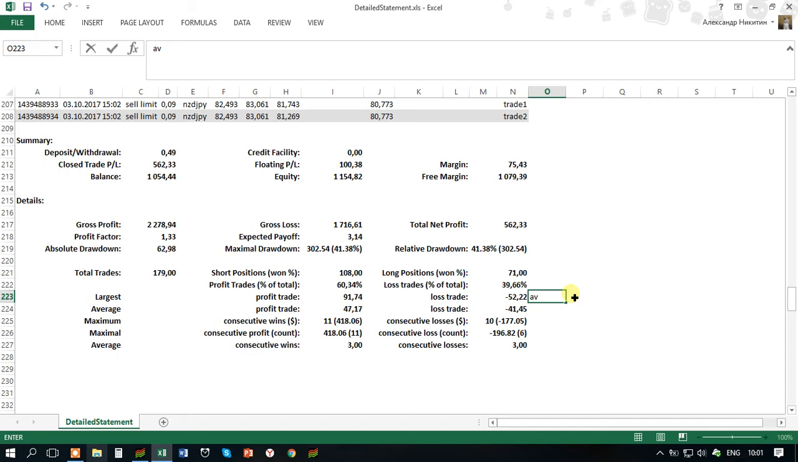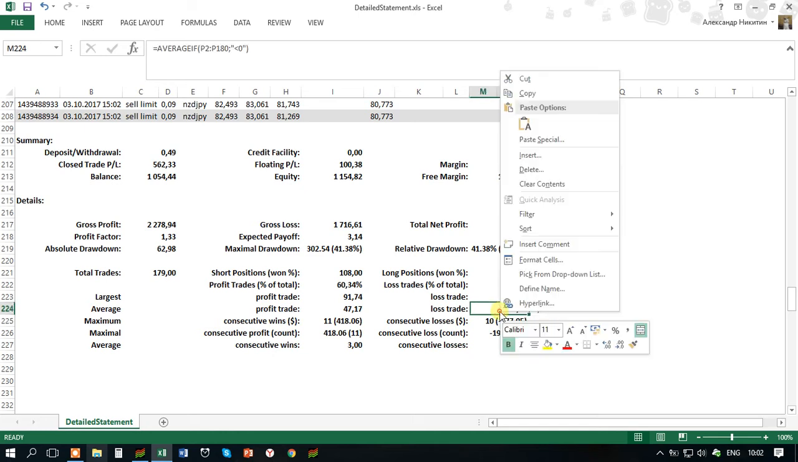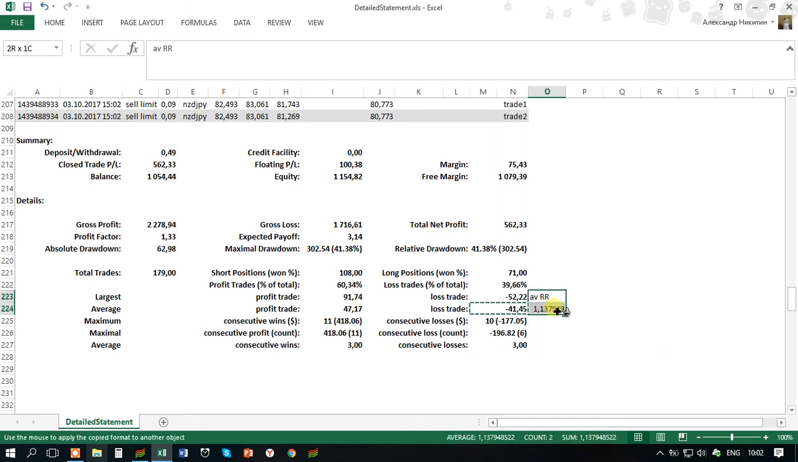Let's calculate average risk reward. So the average risk reward equals average winner divided by average loser. I don't want this to stay negative, so I should use ABS, absolute number. I don't need this to be negative. This is negative, yes. If I divide it by negative, the whole number will stay negative. So the average risk reward is 1.13. Let me make them the same. 1.14 roughly. 1.14.